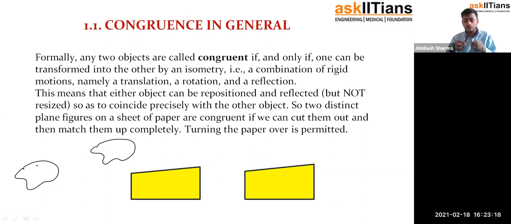Translation means, look, if this is a pen, let's say, and we want to translate it in space, it can move anywhere, up, down, south, west, in any direction at all. Basically, translation means it remains as it is and moves parallel to itself. It can move anywhere at all. In fact, if we talk about any other object, let us say this is kind of a rectangle, we can move it anywhere.